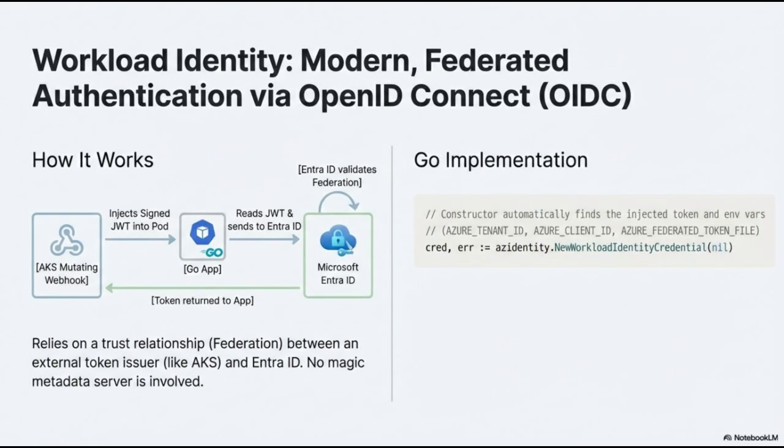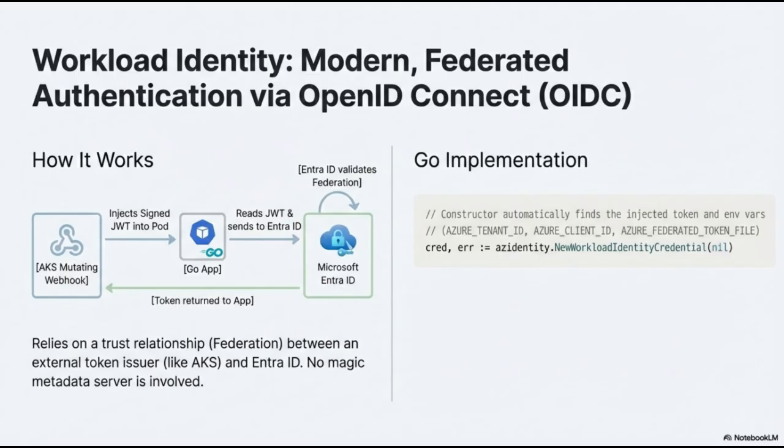Workload identity represents a modern, federated approach to authentication using OpenID Connect, or OIDC. This mechanism establishes a direct trust relationship between an external token issuer, such as Azure Kubernetes Service, and Microsoft Entra ID. Unlike traditional managed identities that rely on a hidden metadata server, this process is transparent and built on industry standards. Looking at the flow of how it works, the process begins when the AKS mutating webhook injects a signed JSON web token into the pod.